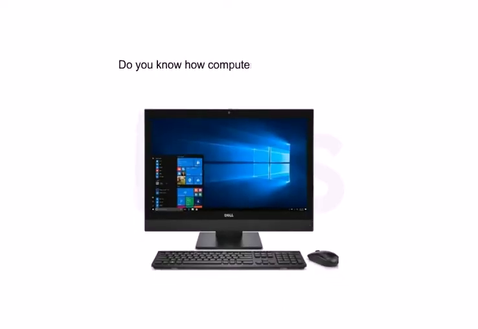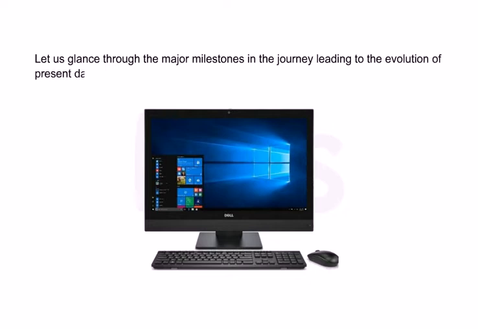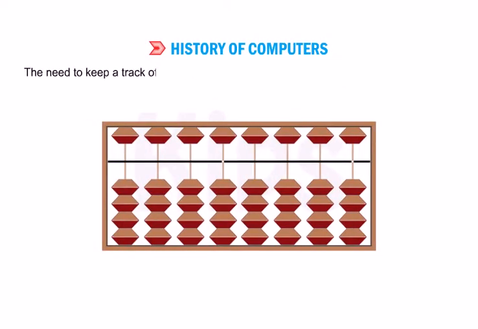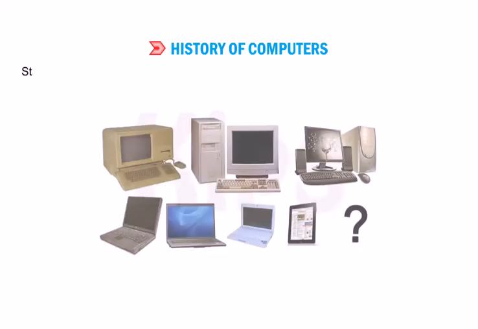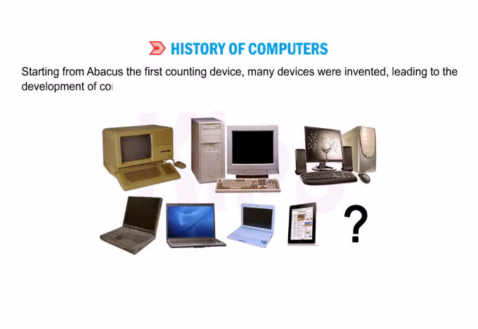Do you know how computer came into existence? The present-day computer is entirely different from the earlier devices that were invented for doing calculations. Let us glance through the major milestones in the journey leading to the evolution of present-day computers. Let us first learn about the history of computer. The need to keep track of numbers led to the invention of different calculating devices. Starting from the abacus, the first counting device, many devices were invented, leading to the development of computers.